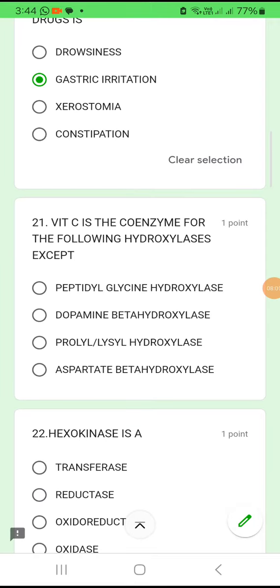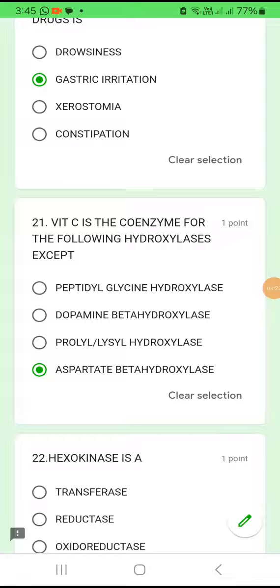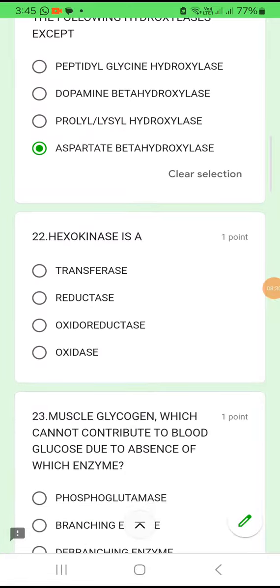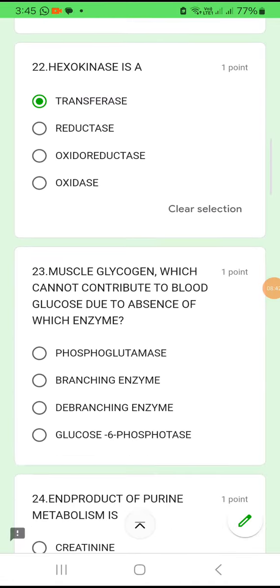Coming on to question number 21. Vitamin C is the coenzyme for the following hydroxylases except. Vitamin C is the coenzyme for peptidyl glycine hydroxylase, dopamine beta hydroxylase, prolyl or lysyl hydroxylase, or aspartate beta hydroxylase. So vitamin C is the coenzyme for all, except the answer is aspartate beta hydroxylase. Okay, option D. Now coming on to question number 22. Hexokinase is a transferase or reductase or oxidoreductase or oxidase. Hexokinase is a transferase. Okay, option A.